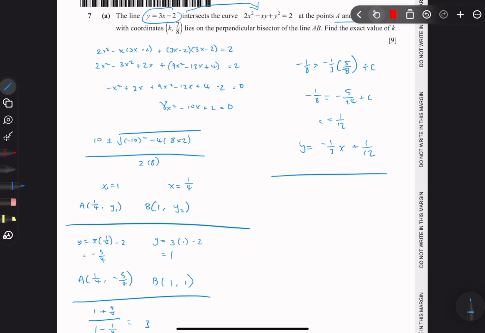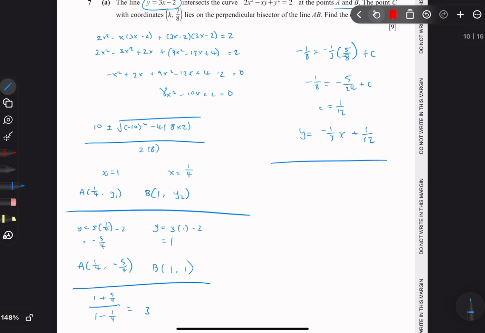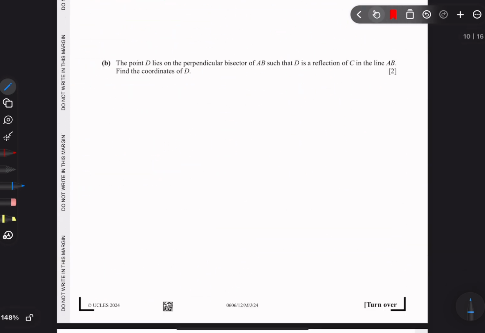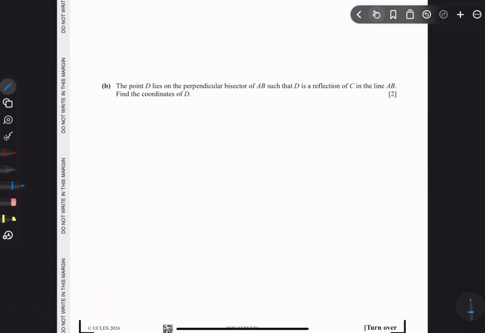Okay, last part is we sub the k and 7/8 into this equation to find k. So 7/8 is the y value and k is the x value. So k should be minus 19/8. And this is the exact value. Okay, part B, the point D lies on the perpendicular bisector of AB such that D is a reflection of C in the line AB. Find the coordinates of D.